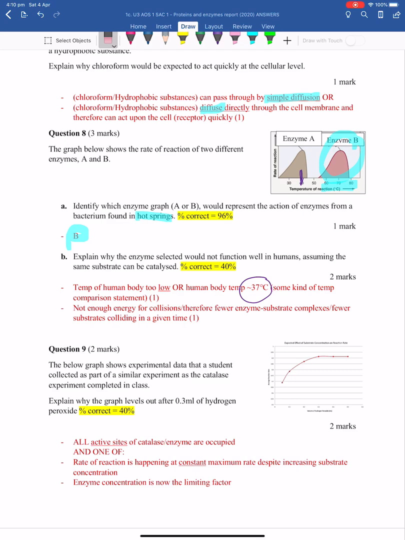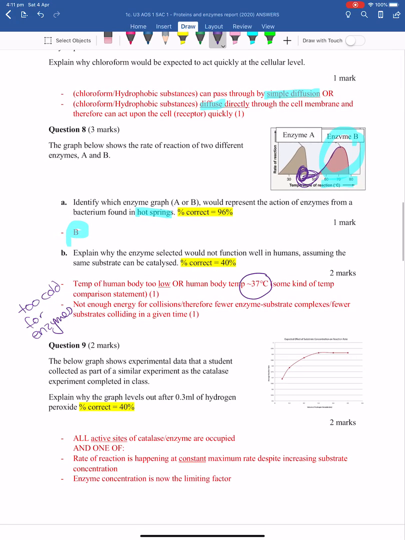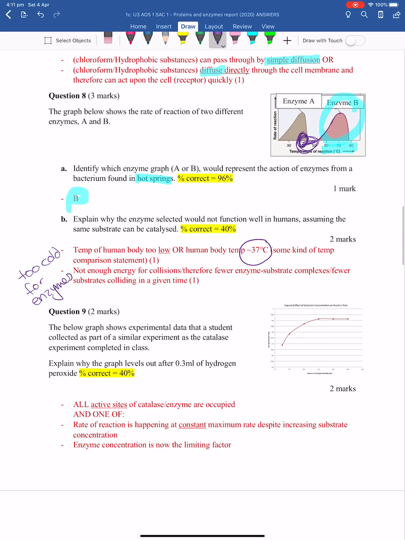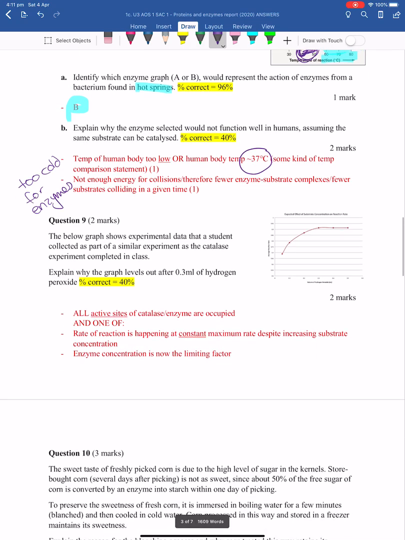And so therefore, if we're down here, having a look at this graph up here, if I was looking at enzyme B, we're really far down below that curve. Therefore, that means it's too cold for the enzyme. If it's too cold for the enzyme, then we get not enough energy for collisions or fewer collisions or something about collisions, not enough energy. That was your second mark. So 1 mark for identifying body temperature in a human and 1 mark for identifying fewer collisions.